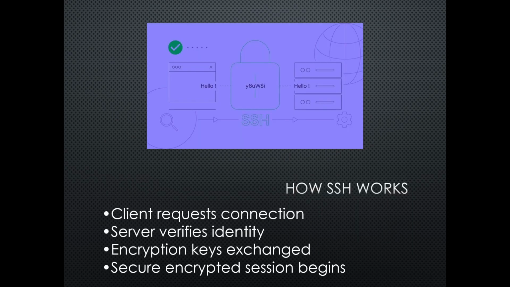And how does SSH work? When a user connects to a remote system using SSH, several steps occur. First, the client sends a request to the server to establish a connection. Then the server presents its public key so the client can verify its identity. Next, both systems exchange encryption keys to create a secure channel. Once that channel is established, all communication between the client and server is encrypted.